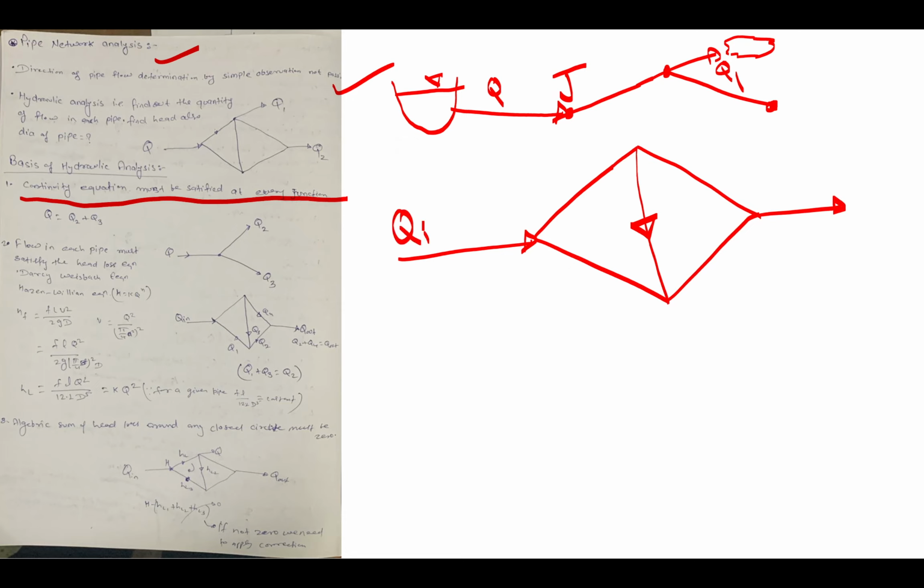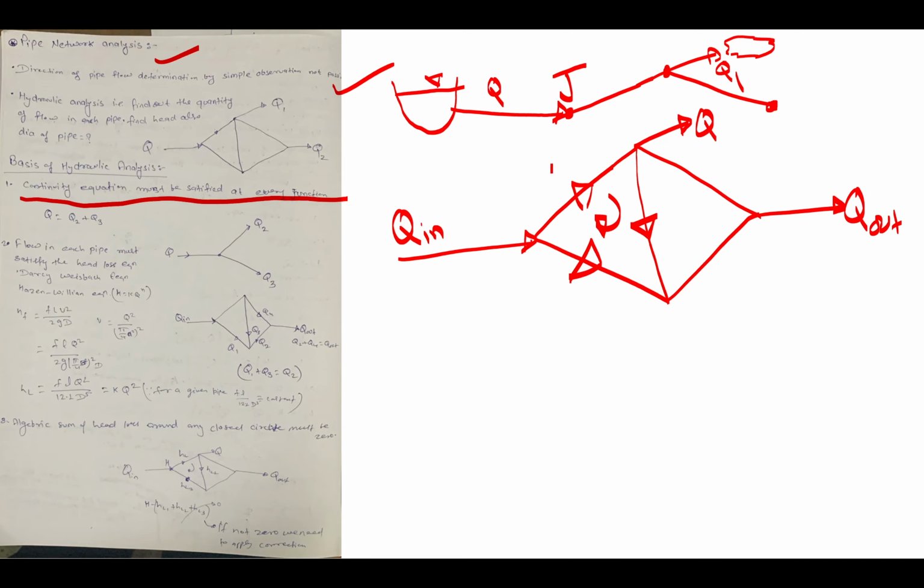Here Q in, Q out. And let us suppose water is moving in this direction, and this is your clockwise direction. So generally we take the clockwise direction as positive. You can take either, but as per your assumption of the direction, you will put positive or negative. But here we take the positive as clockwise direction.